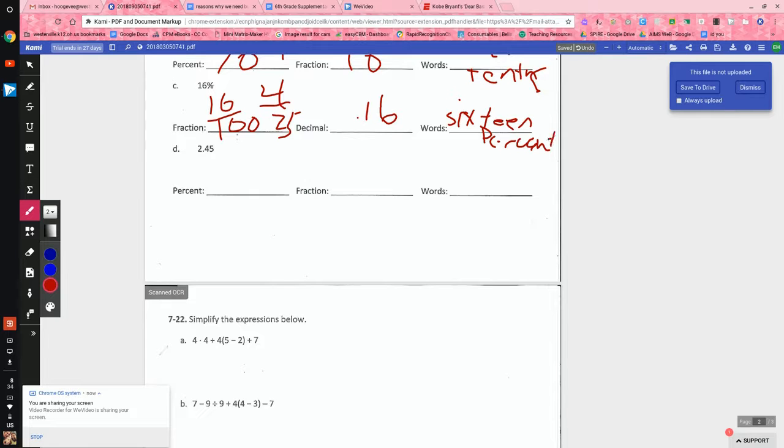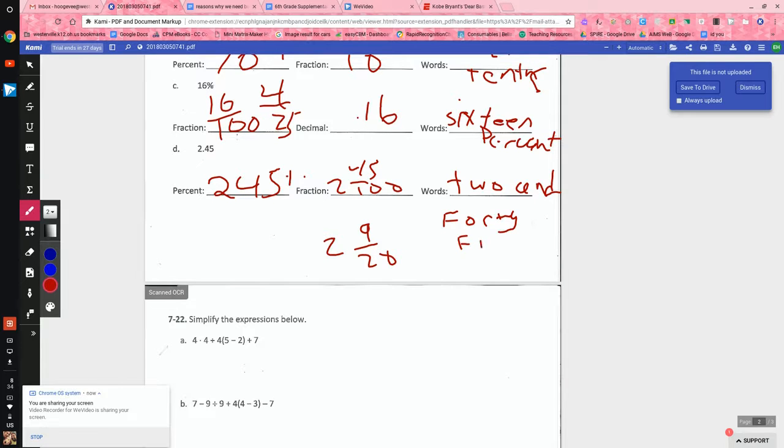Now, hopefully the last one's not too challenging for you. It's 2 45/100. So we know percents are out of 100, so it's 245%. The fraction can be 2 and 45 over 100, or if you wanted to reduce that down, you'd have 2 and 9/20. And then in words, you'd have 2 and 45 hundredths.